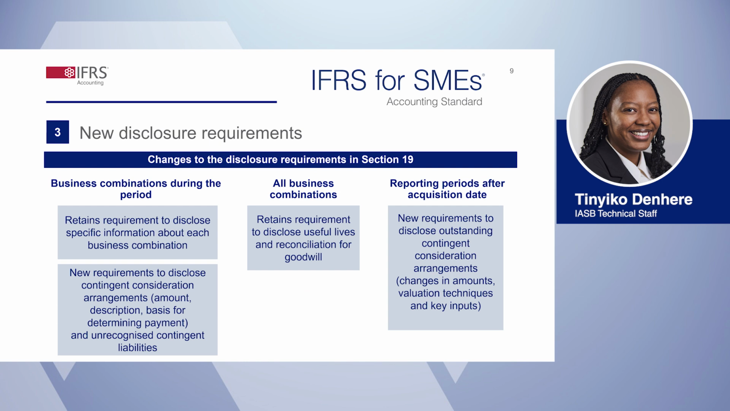In the revised section, SMEs are also required to disclose more information about their contingent consideration arrangements and about contingent liabilities that have not been recognized. Remember, the threshold for recognizing contingent liabilities acquired in a business combination is low. When there is contingent consideration, an SME is required to keep on reporting information about this consideration in subsequent periods until the liability is settled or cancelled or it expires.